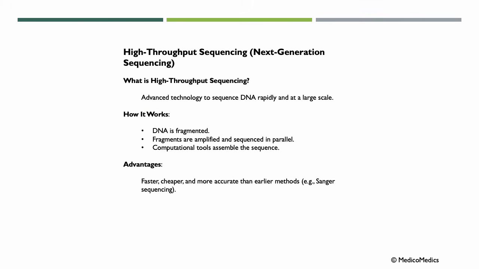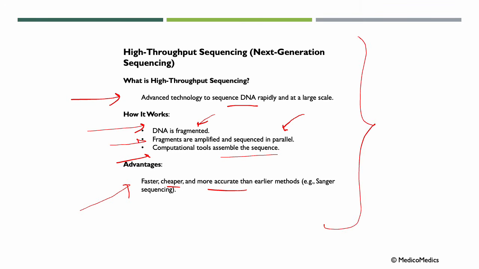High-throughput sequencing, so the next generation of sequencing, is an advanced technology to sequence DNA rapidly and at a large scale. So how does it work? Well, DNA is fragmented. Fragments are amplified and then sequenced in parallel. And then we use computational tools to assemble the sequence. The advantages: it's faster, cheaper, and more accurate than earlier methods, like, for example, the Sanger sequencing. So sequencing an entire genome now takes days instead of years.